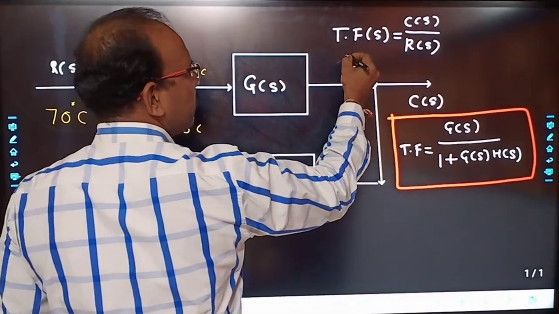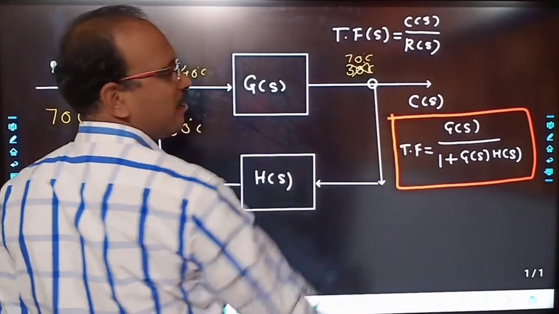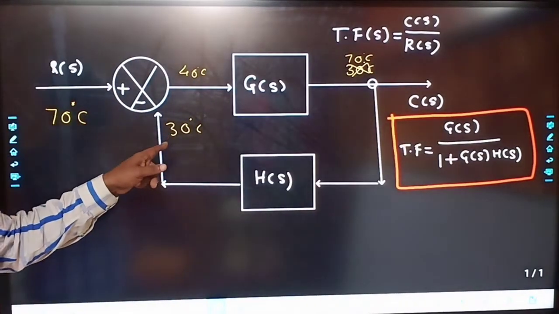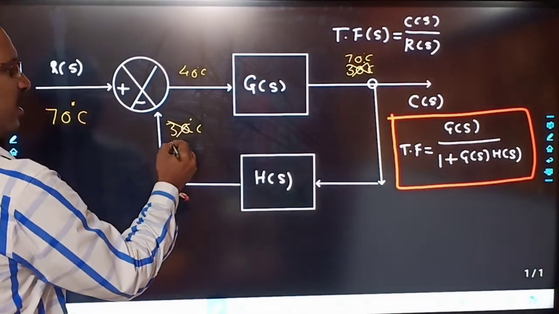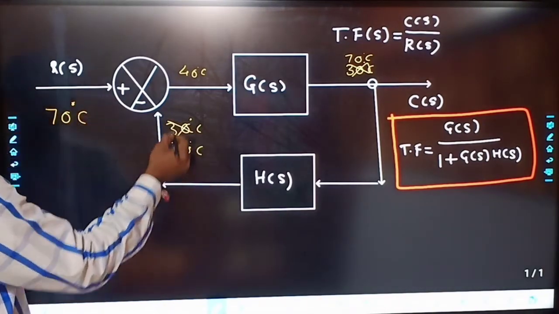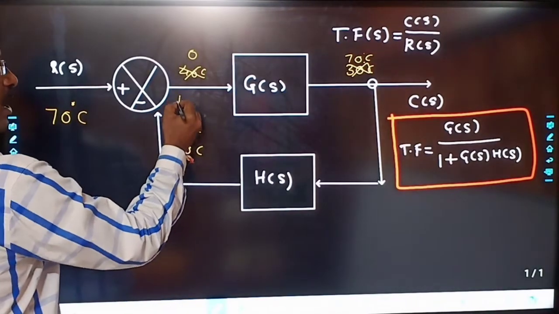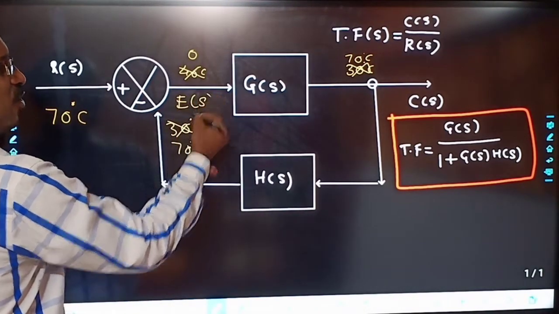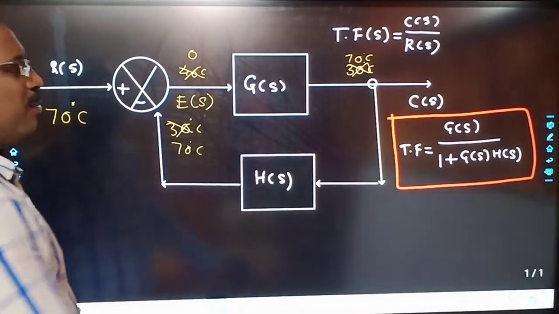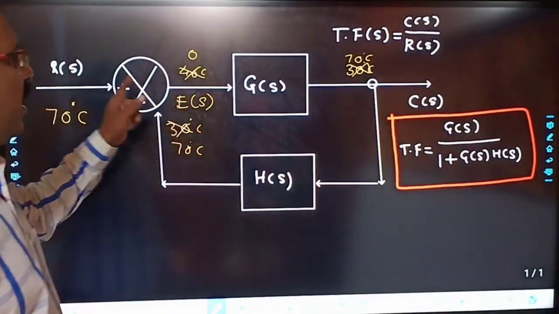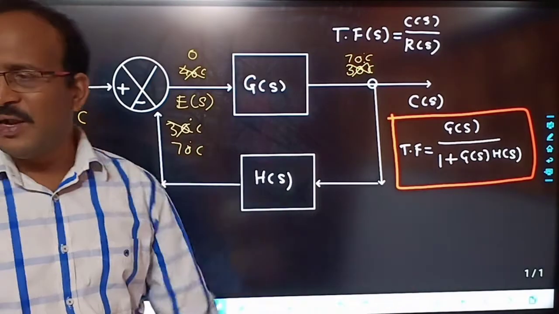When it reaches 70 degrees centigrade, here it comes back to the 70 degree. 70 minus 70, what is that? Error is 0. This particular part is the error signal, E of S, always. Correct? This is the manipulated signal, C of S. So when error becomes 0, automatically the geyser will turn off.